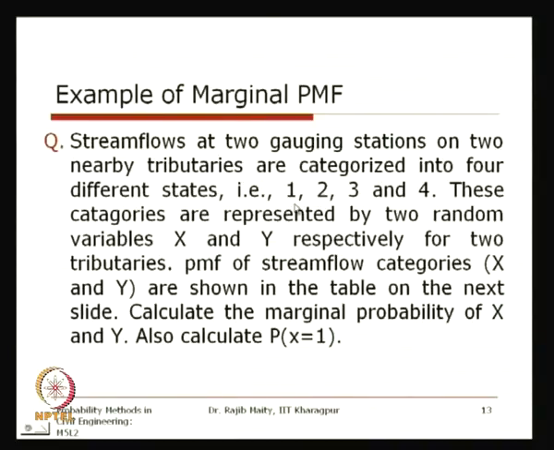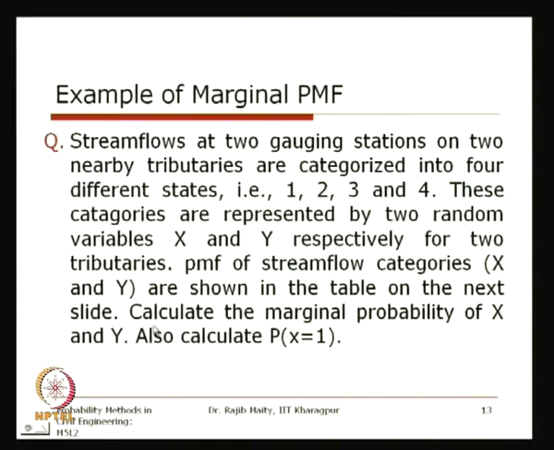These states are named 1, 2, 3 and 4. So for both sides, these states are there. These categories are represented by 2 random variables, x and y, for the two tributaries. The first one is x and the second one is y. And the PMF of stream flow categories x and y is shown in the table on the next slide.